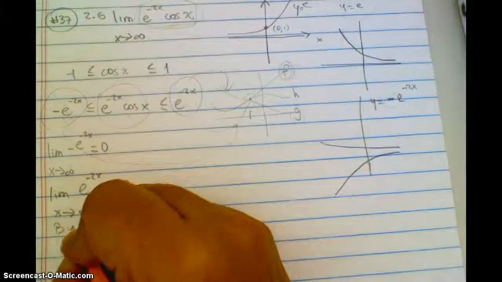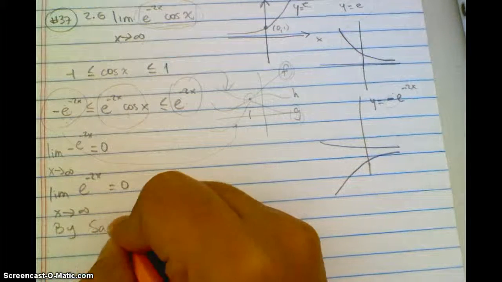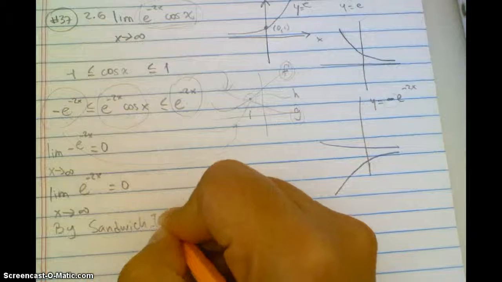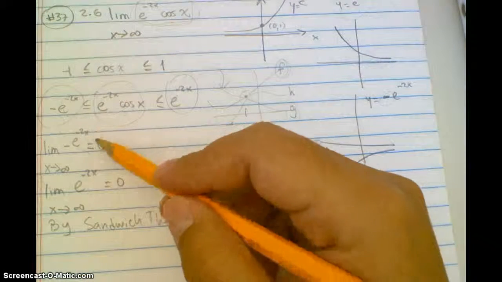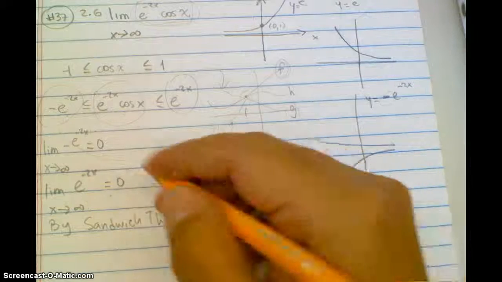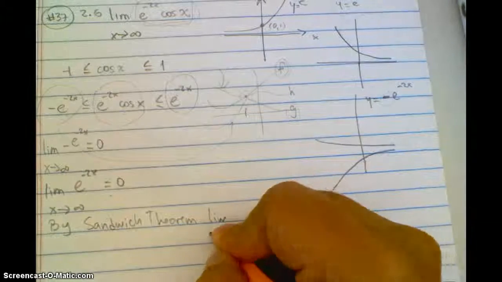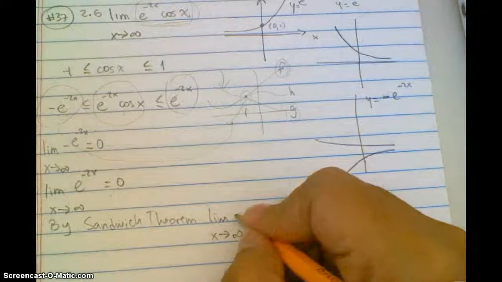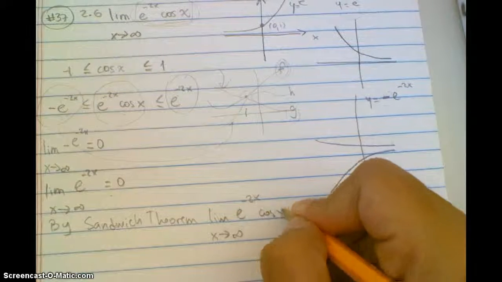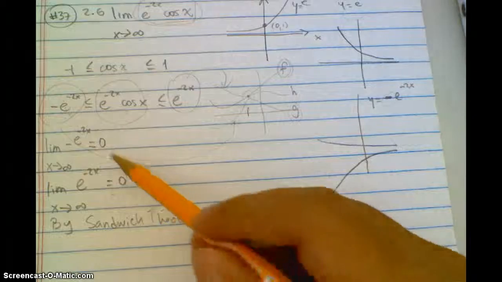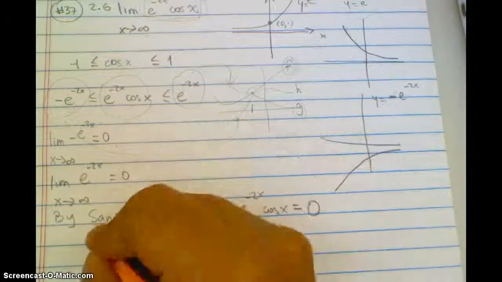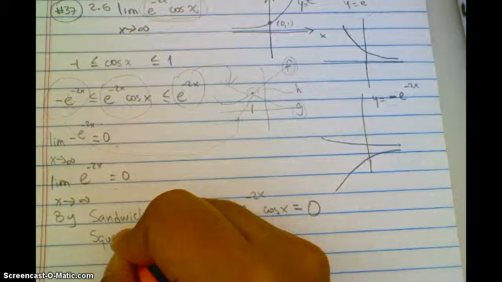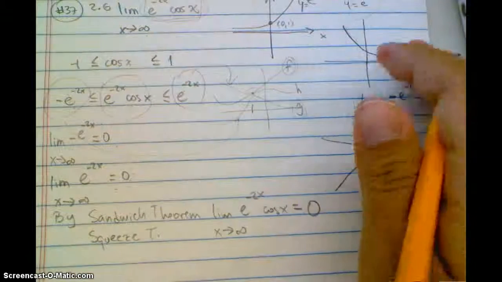Then I can say by the sandwich theorem, if the limit of the function on top matches the limit of the function on the bottom, then the one in the middle is also the same. So the limit of e to the -2x cosine of x equals 0 as well, just because these two are 0. If they were different, then I couldn't apply this theorem. Remember that the name of this theorem is also squeeze. It could be sandwich or squeeze.